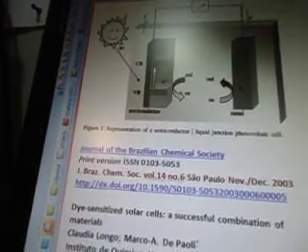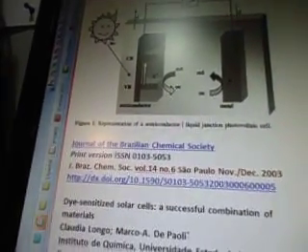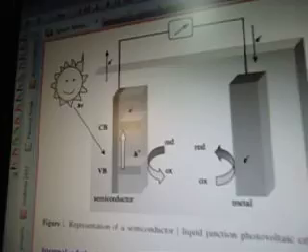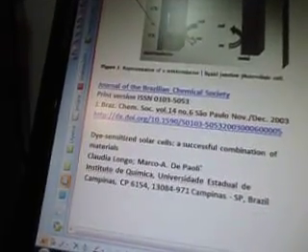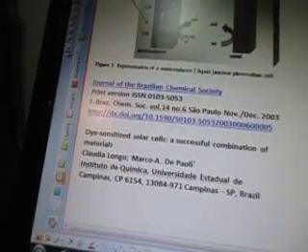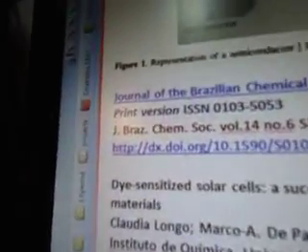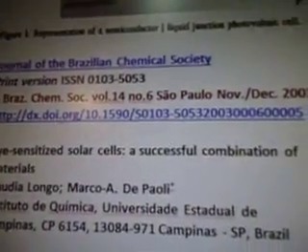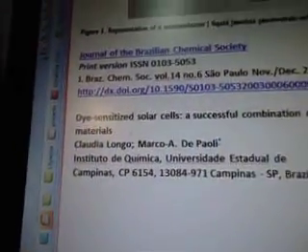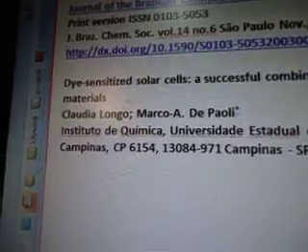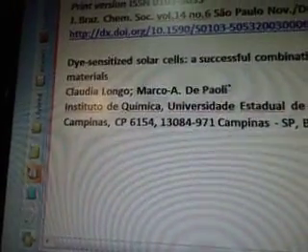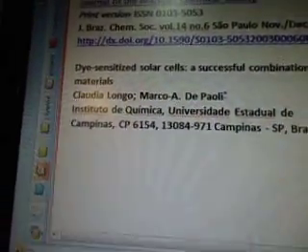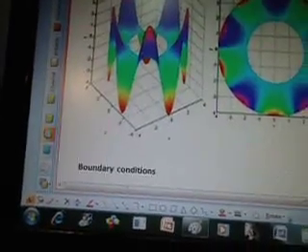So this is a representation of a semiconductor liquid junction photovoltaic cell. Again, this video, I remembered this, so I brought it up. It was found in the Journal of the Brazilian Chemical Society. It talks about dye-sensitized solar cells, a successful combination of materials, from Claudia Longo and Marco A. de Paoli from Brazil. So that came up.